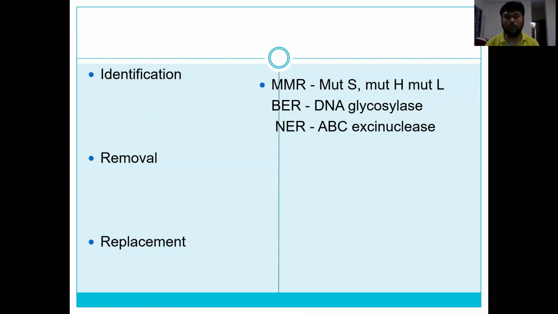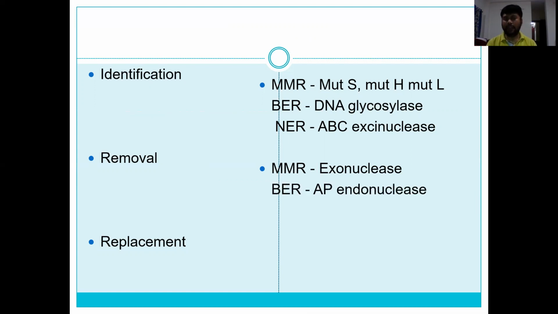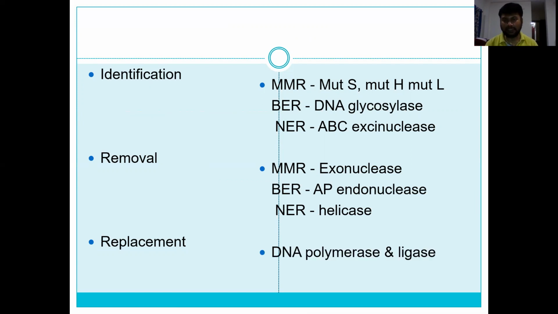Coming to the removal part, in mismatch repair, the removal is done by exonuclease. In base excision repair, it is done by AP endonuclease. In nucleotide excision repair, it is done by the enzyme helicase. And finally, for the replacement, a common enzyme, DNA polymerase and ligase, refills the gap in all three types of repair mechanisms. So these are the various mechanisms.